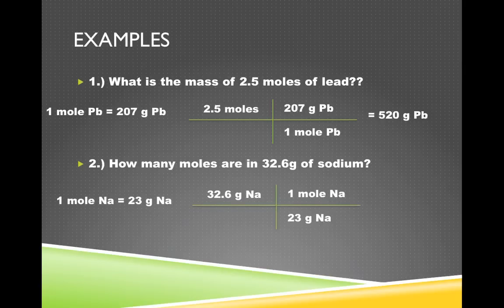So here's my track. 32 grams of sodium on the top, 23 grams of sodium on the bottom equals 1 mole. And so grams and grams cancel, and 32.6 divided by 23 gives me 1.4 moles of sodium. So 32 grams of sodium is 1.4 moles. And remember, once I have moles, then I could calculate atoms, because 1 mole is 6.02 times 10 to the 23 atoms. So if they ask me that as a second question, I could do that pretty easily.